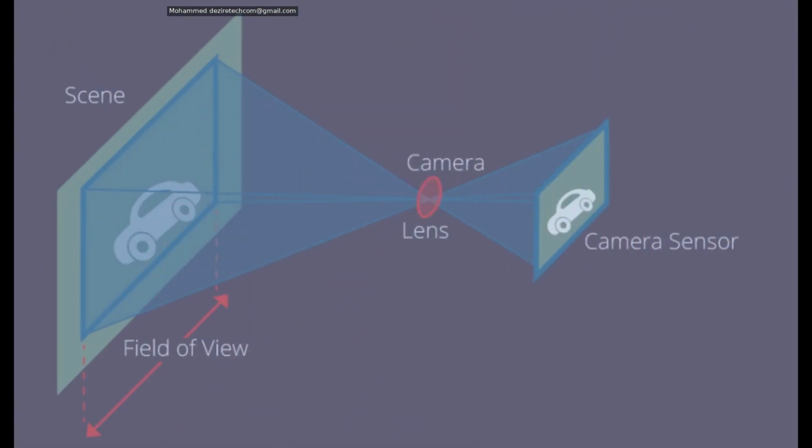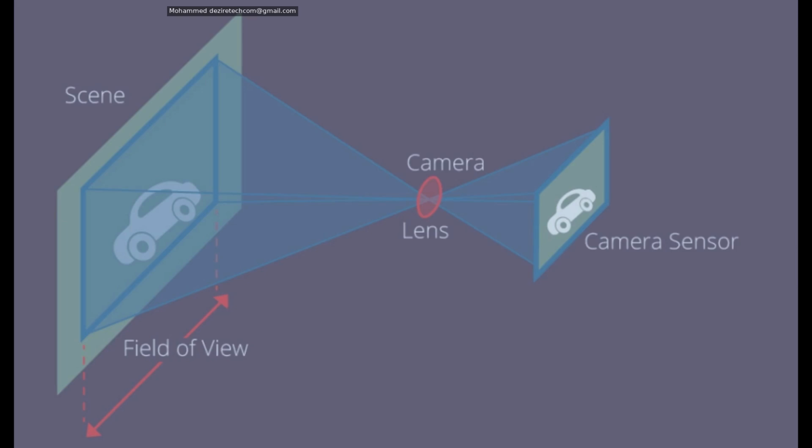Number three, focal length. The focal length of a lens determines the distance between the lens and the image sensor when the lens is focused on the subject. A longer focal length will result in a narrower field of view, while a shorter focal length will result in a wider field of view. When choosing a camera, consider the type of shots you will be capturing and the focal lengths required.